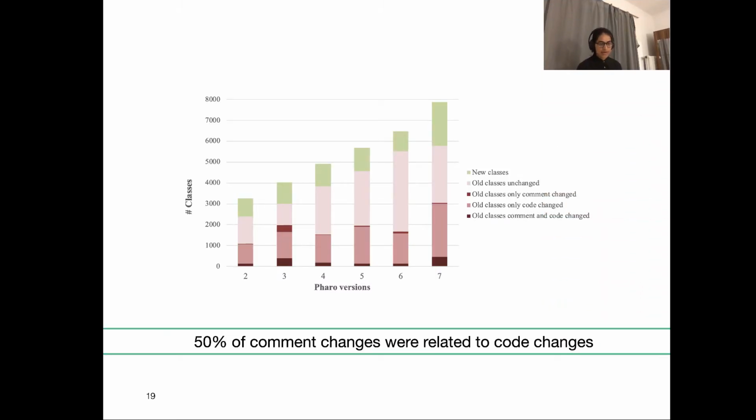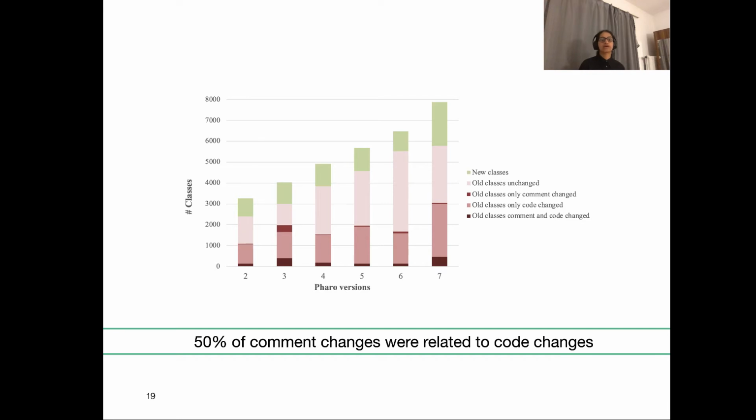Now, when looking at comments, we looked at how often comments and code were changing and whether developers were adding comments to old classes or not. And what we saw is that often developers change code of old classes, but they do not really update comments, while 50% of comment changes were related to code changes. So for example, if we found that somebody added information in a comment, there are 50% chances that it's maybe because somebody added a method or somebody removed a method. There were updates about it.